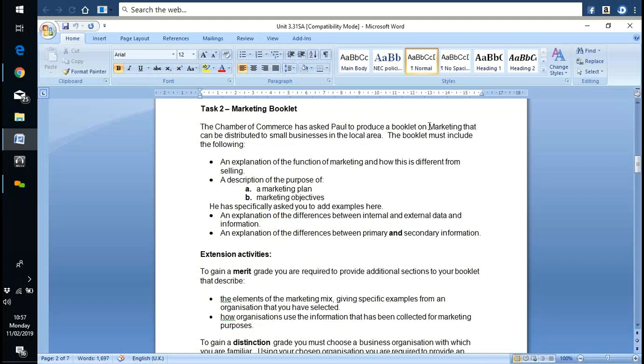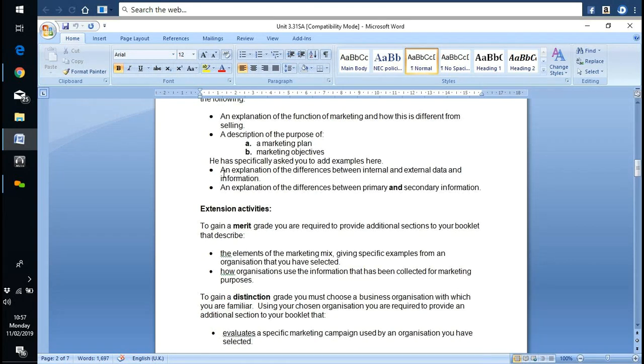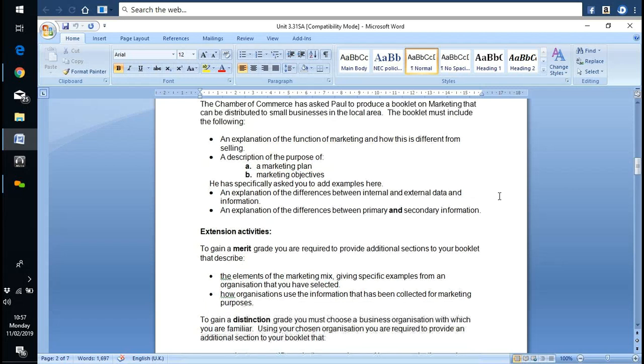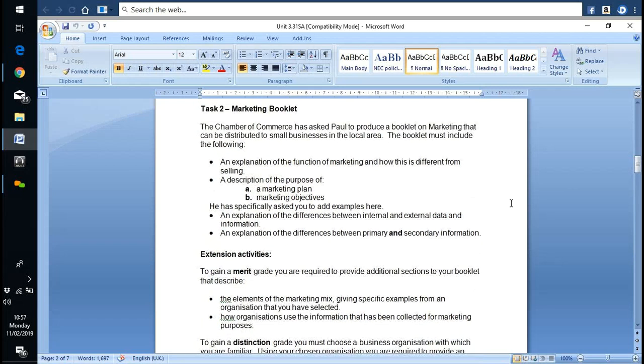It's producing a marketing booklet that can be distributed to small businesses in the local area. It's got to have an explanation of the function of marketing and how it is different from selling, and a description of the purpose of a marketing plan and marketing objectives. Basically, I can download the booklet from the internet to make my own information. Yeah, any template you want to use is fine, but then your booklet has got to contain these things, yeah?